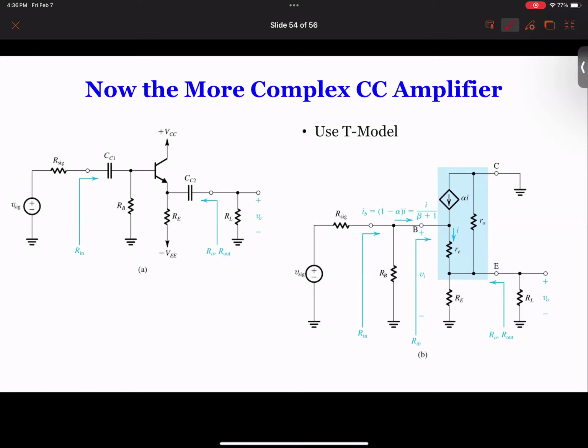So if we short this input, these two become parallel. It becomes one resistance, and then the rest of the circuit becomes... Then we apply voltage over here. Then we have to do nodal analysis over here to find the voltage.